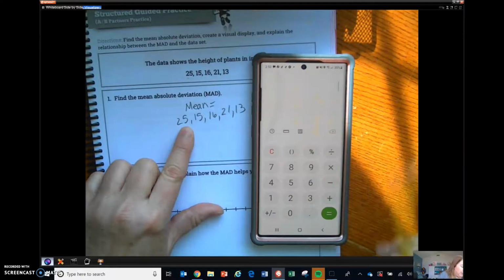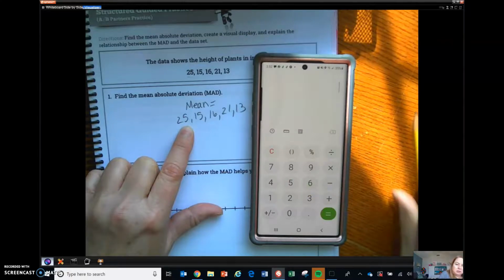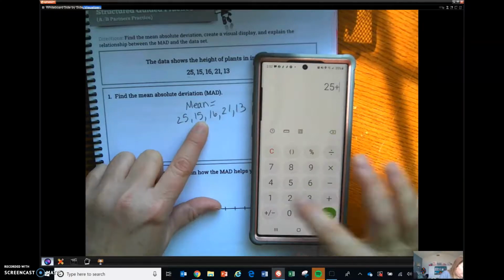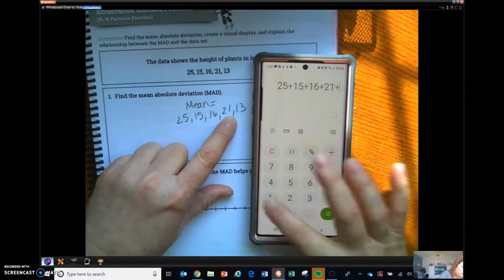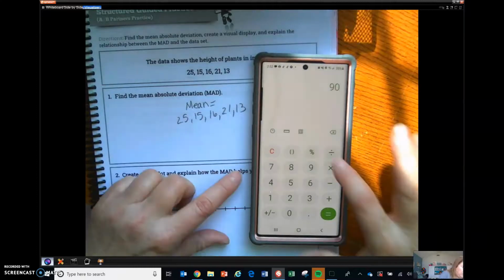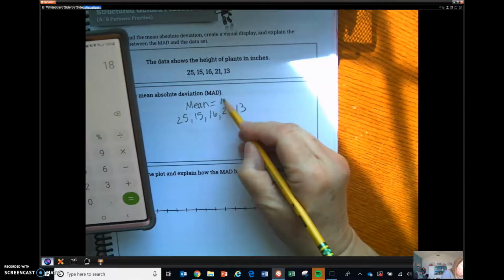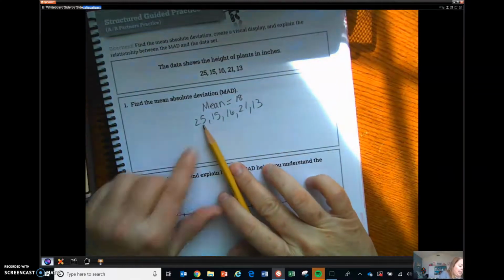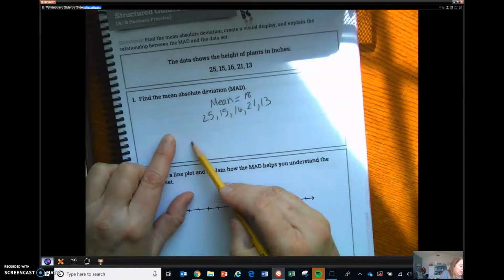So to find the mean, we have to add all the values: 25 plus 15 plus 16 plus 21 plus 13 equals 90. There are 1, 2, 3, 4, 5 numbers. We're going to divide that by 5, and we get a mean of 18. Now what I have to do is, how far away is 18 from 25 on a number line?